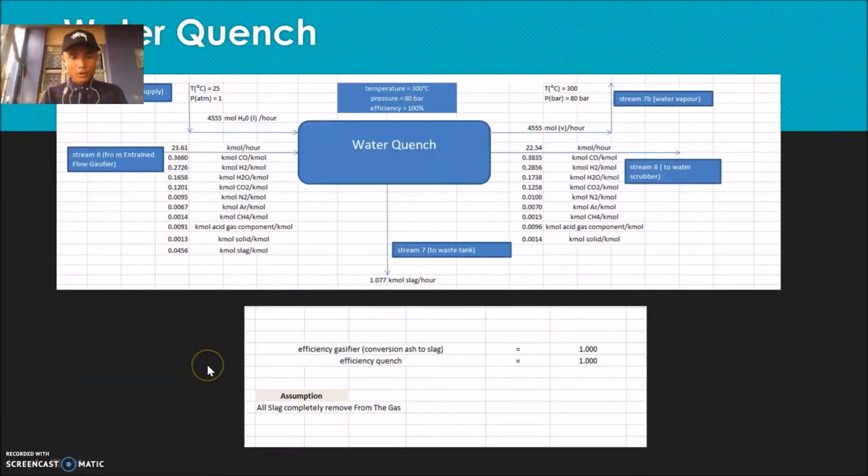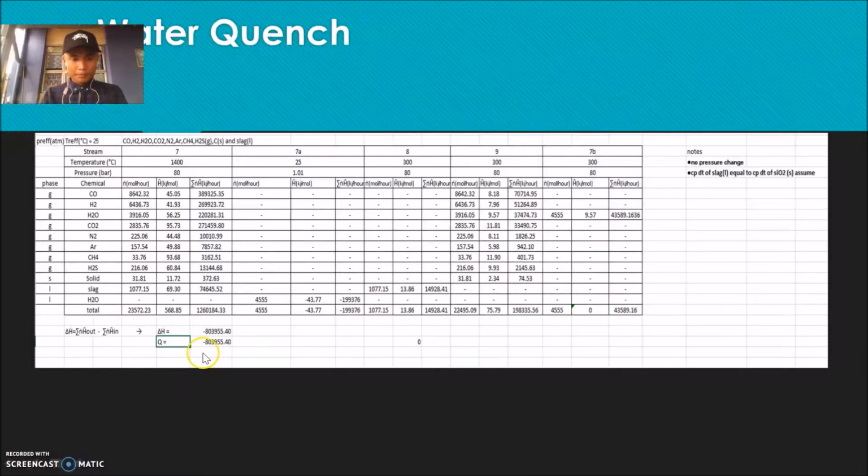Next unit, the water quench. The water quench is used to reduce the temperature of the syngas from 1400 degrees Celsius to 300 degrees Celsius. Hence, the energy balance for this produces Q equal to minus 803,955.40 kilojoule per hour.